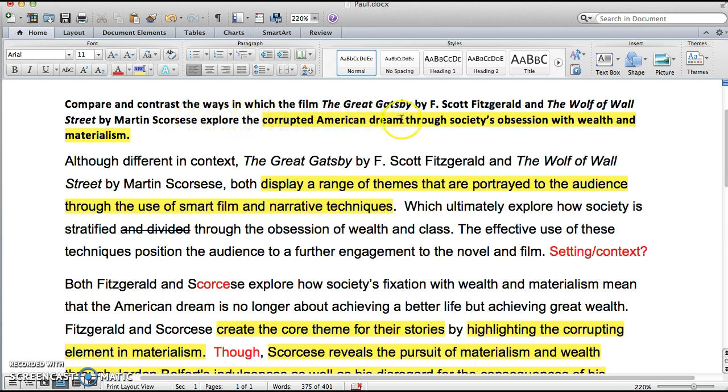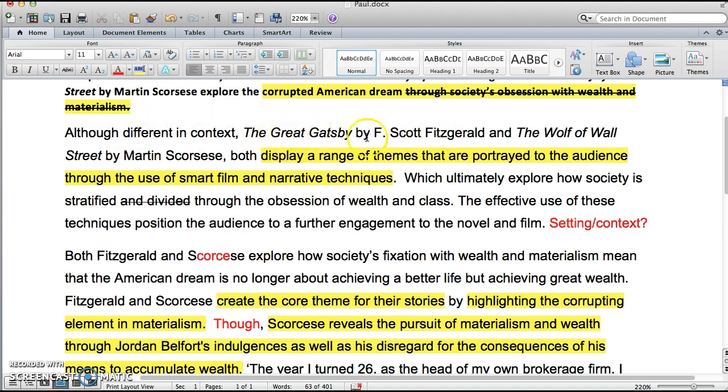"Comparing Crossways of Film" - it's not a film, by the way, it's the novel by F. Scott Fitzgerald - "and The Wolf of Wall Street, Martin Scorsese, explore the corrupted American dream through society's obsession with wealth and materialism." Just leave it as "explore the corruption of the American dream," because society's obsession with wealth and materialism is how you're expanding on that in your essay.